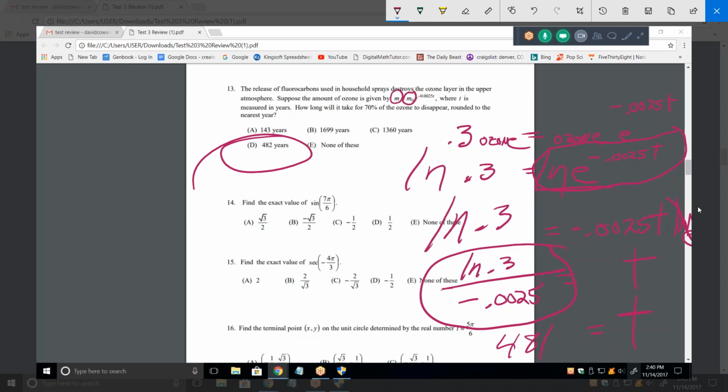Number D. And the fact that they rounded it off doesn't matter. It's close enough, right? You said 481.9 something? Well, if we see an answer on there that's 482, that's close enough.